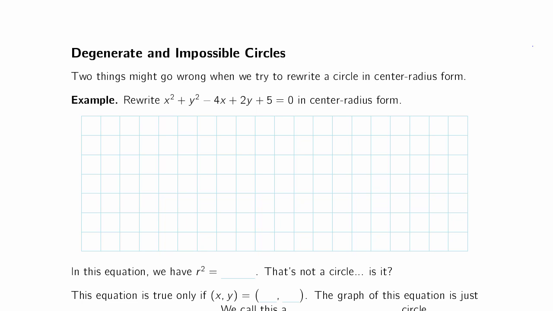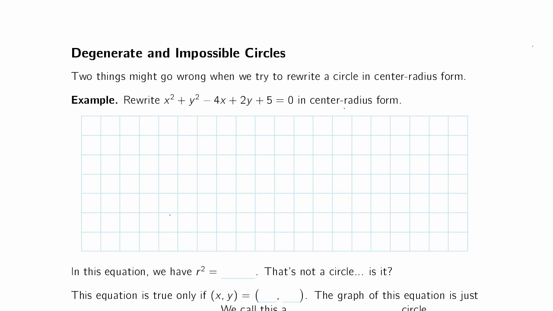So when we encounter something that looks like a circle in standard form, a couple of things can go wrong. Let's see examples of them going wrong, and then we'll describe what happened and what we say when that happens. Here we have something that looks like the equation of a circle. x squared plus y squared minus 4x plus 2y plus 5 equals 0.